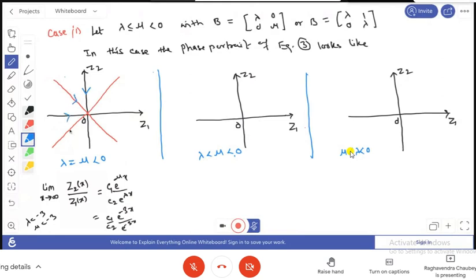In this case the phase portrait looks like this, because here this is the solution, when z1 equals c2 something constant e to the power lambda x, and when lambda is negative, this becomes 2. When x is very large, when x tends to infinity, this tends to 0. So in this sense, when these two are the same, then the phase portrait looks like this. Okay, so this is the kind of phase portrait you will have.